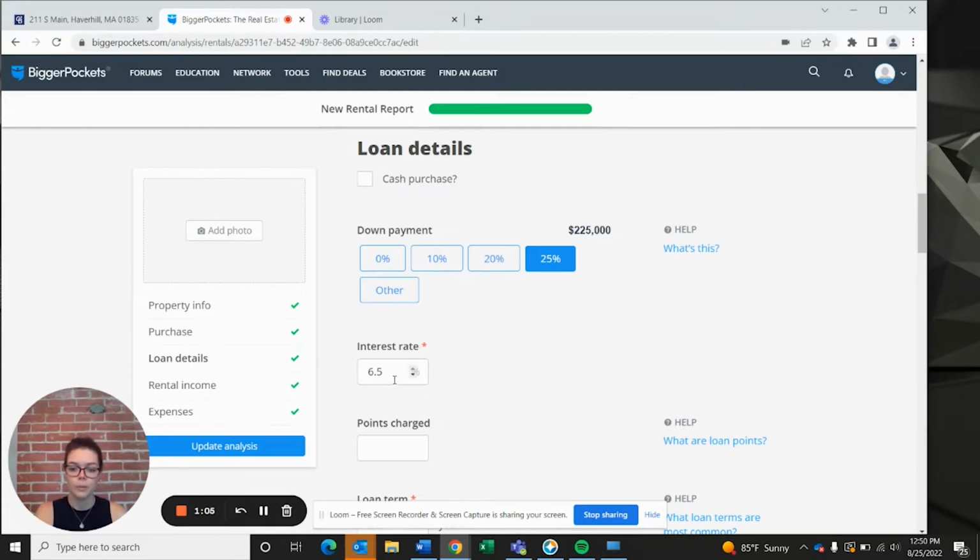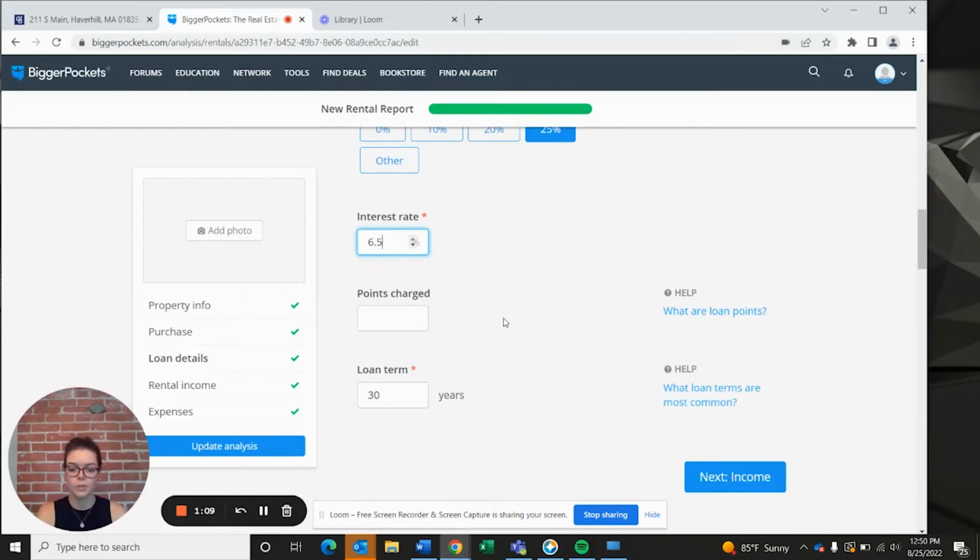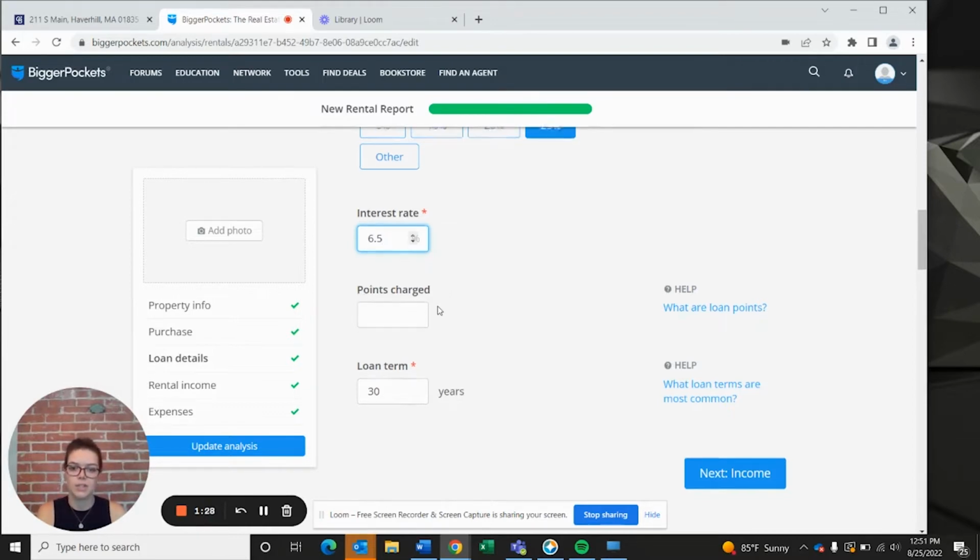For an interest rate, we're using 6.5%. Again, very conservative right now, but with the fluctuation of the market, we don't want any surprises once we do find a property. Loan terms are going to be 30 years. This is very standard. However, there might be some flexibility if you want to talk to your lender about that. We're not charging any points, but again, if you're looking for lower monthly payments, then this is something you might want to discuss with your lender.